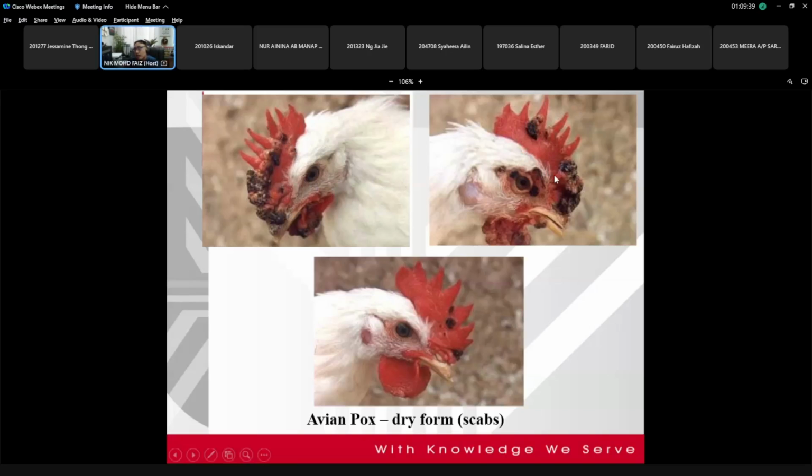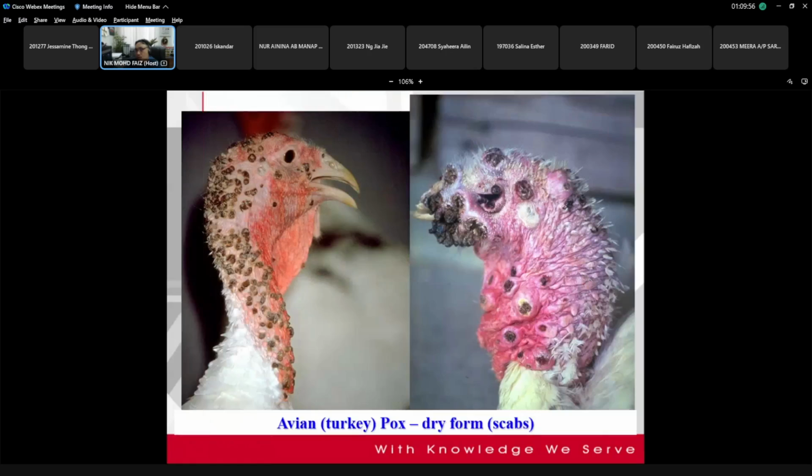They have scab-like lesions on the skin. The scab-like lesion only grows on the non-feathered area. Dia tak akan tumbuh dekat badan. The non-feathered area, dia akan tumbuh dekat muka ataupun dekat kaki. Okay, di turkey pox, dekat muka nampak buruk lah. Okay, dekat muka.